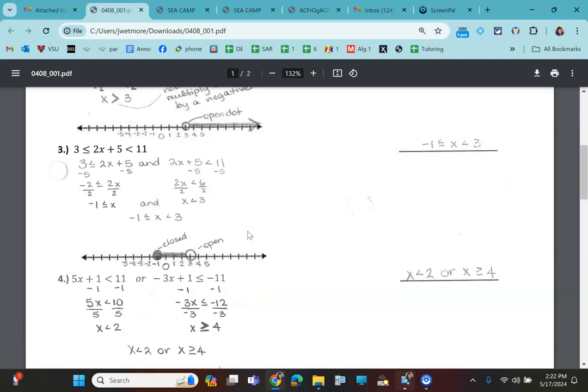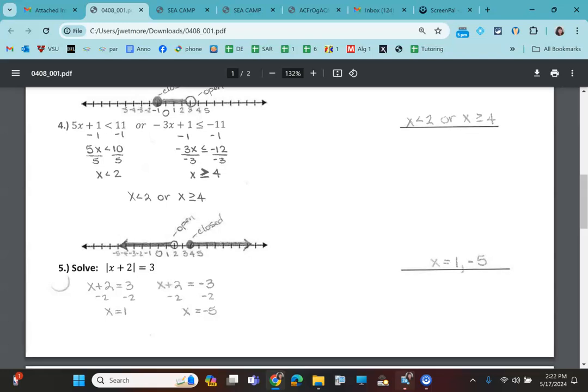All right, the next inequality that's combined is an OR statement. When we have an OR, we have two separate inequalities again. Let's solve those first. To begin with, to get rid of adding 1, I'm going to subtract 1 from both sides. So 11 minus 1 gives me 10. And then I'm going to divide both sides by 5, so that would be x is less than 2.